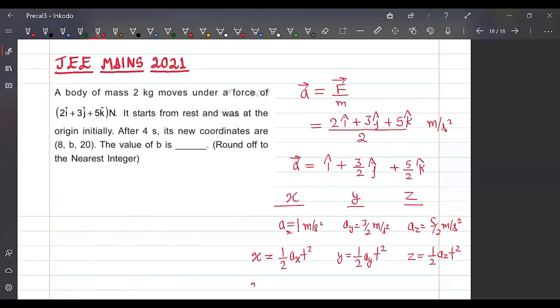If I put the values, x will be equal to half, acceleration is 1, time is 4 seconds, so 4 into 4, that will come out to be 8. We want the y coordinate, that's the value of b. So half, acceleration of y is 3 by 2, into square of the time, that will be 4 into 4. That will come out to be 12 meter. So 12 meter is our answer. The value of b in meters will be 12. No need to round it off, this will be 12.